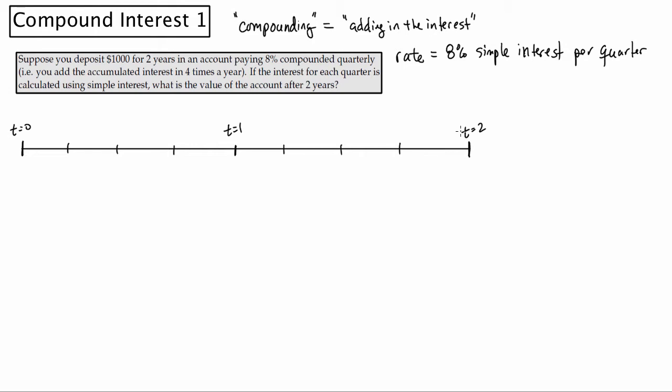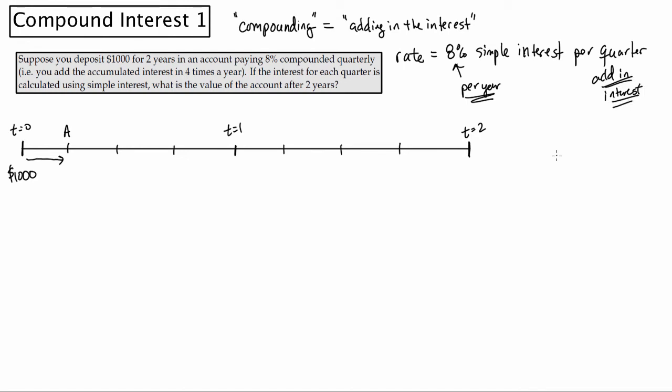We'll start with the first quarter. We know that at time 0 we start with $1,000, and to figure out what our account size is at the end of the first quarter, the money sits in there for 3 months. It grows at a rate of 8%. Now that 8% is 8% per year, where simple interest is going to be calculated, but per quarter we add in the interest. Every quarter we come and add in the interest.